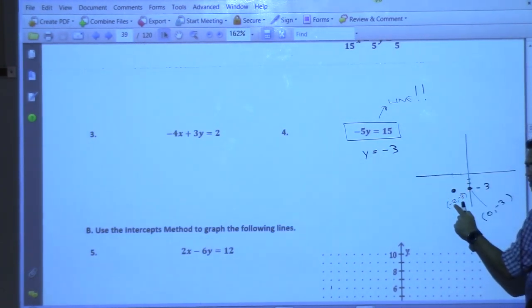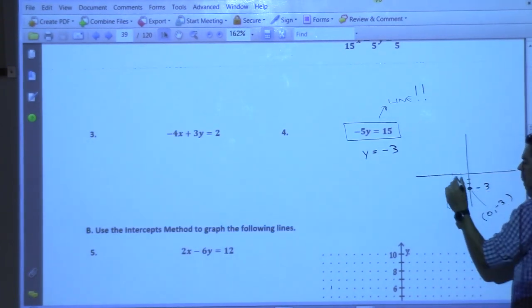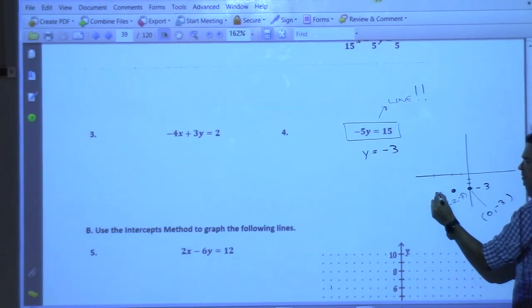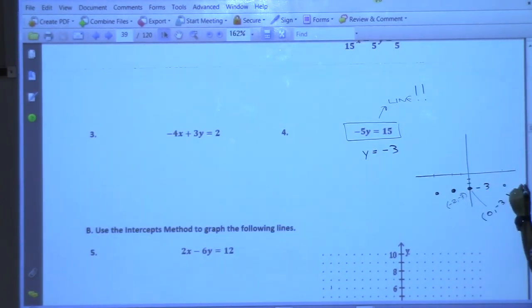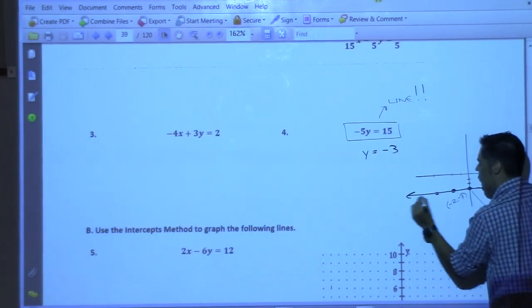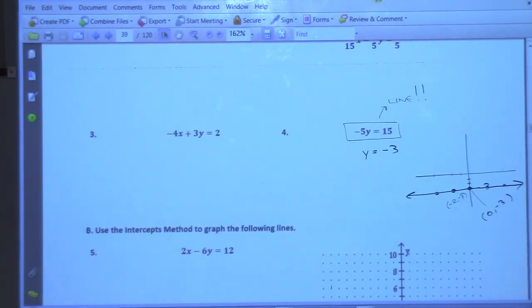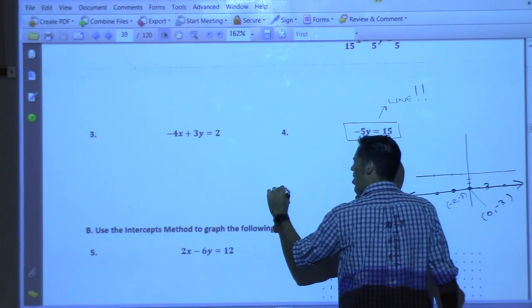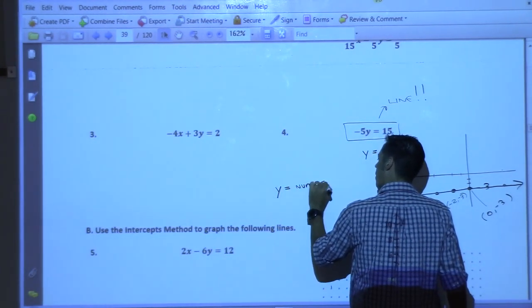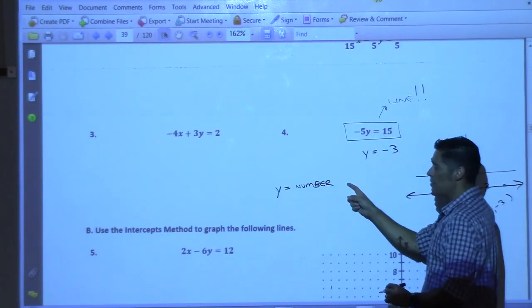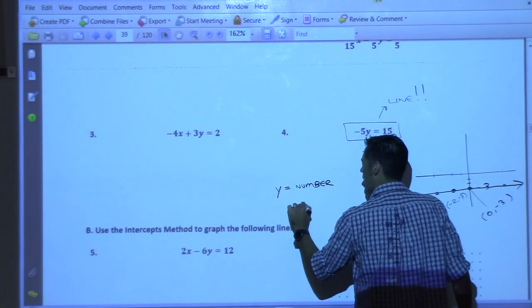Replace x with -2. There is no x. Replace y with -3. Okay, it works. And couldn't I do that for any value of x? No matter which one? So that means all of these points that live on this line satisfy that equation. So when you have something like this, y equals some number, and no x is given, this is a horizontal line.